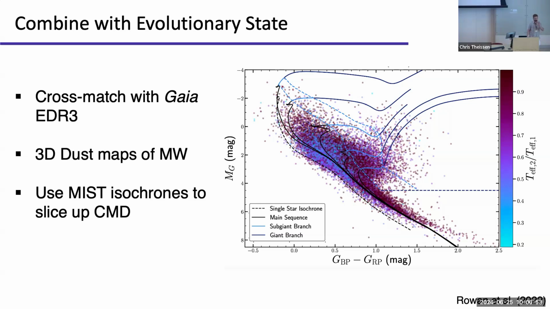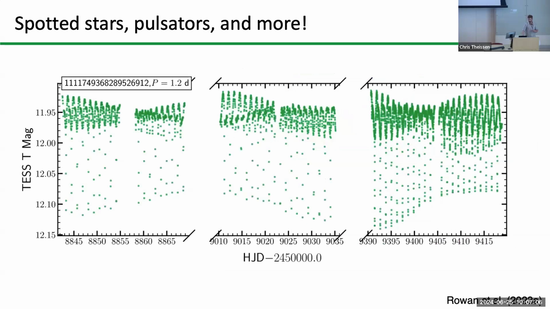This figure is also showing how we divide up the CMD into binaries that have photometric primaries on the main sequence versus subgiants or giants. This is just another way we can tag all of our systems. We also label around 700 systems with additional variability, not just eclipses, but also rotational variability, pulsators, quadruple systems. This is one example of one of those spotted stars. There's about 400 of these in our catalog.